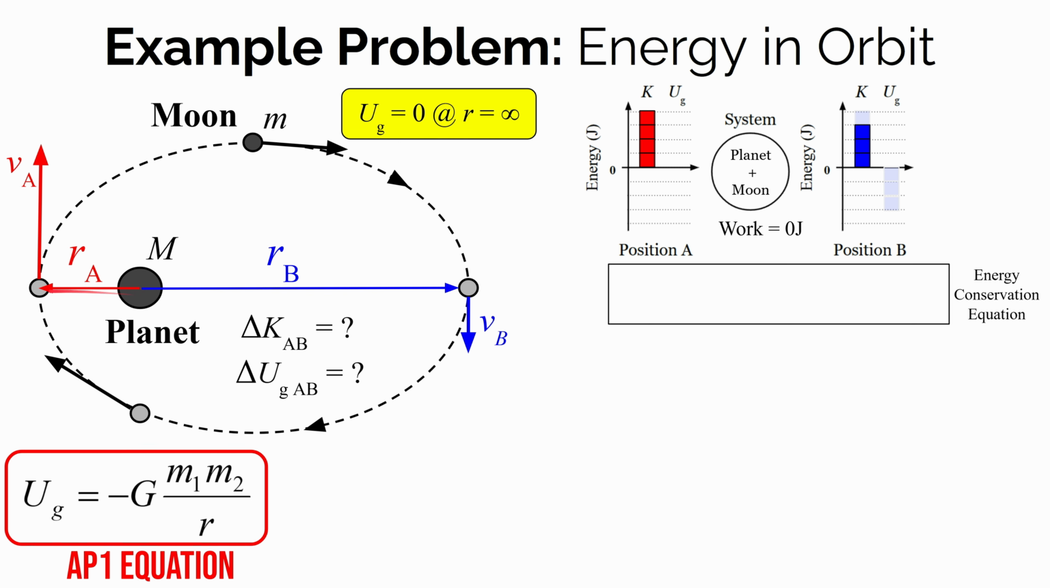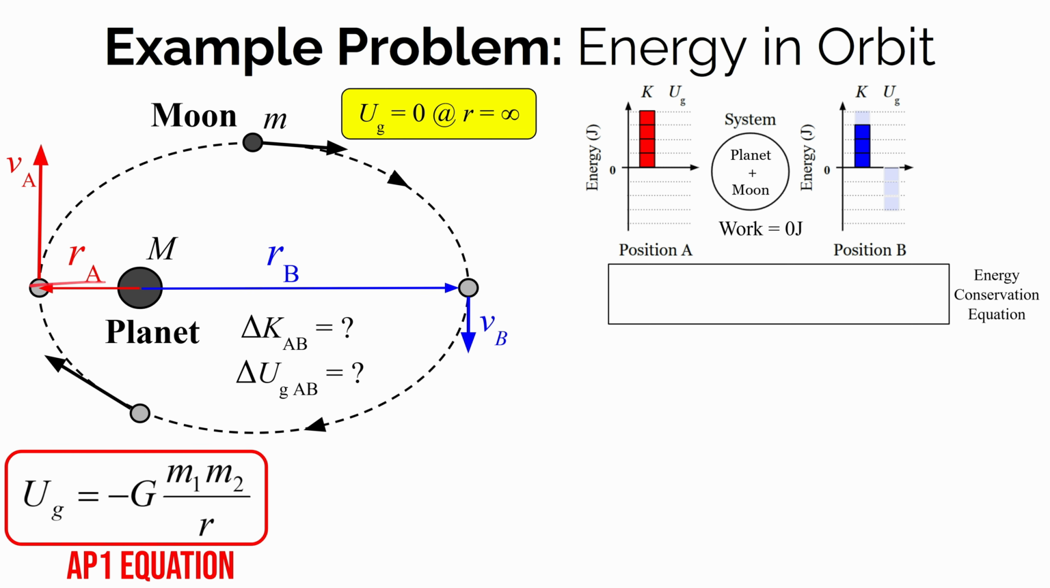So when it's at position A and it's the closest, it's moving fastest. So it's got a lot of kinetic energy in the beginning. And when it's at position B, it's farther away, it's moving slower. So let's say it starts out with 4 bars of energy and now it only has 3 bars of energy. So what do we do with the gravitational potential energy? Let's finish our energy bar graph.